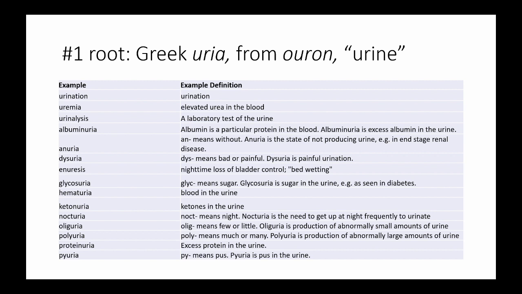Nocturia is the need to get up at night frequently to urinate and includes the root noct, meaning night. Oliguria is production of abnormally small amounts of urine and includes the root olig, meaning few or little. Polyuria is the opposite, production of abnormally large amounts of urine, including the root poly, meaning much or many. Proteinuria is excess protein in the urine. Therefore, albuminuria is a specific type of proteinuria. Pyuria is pus in the urine and includes the root py, meaning pus.